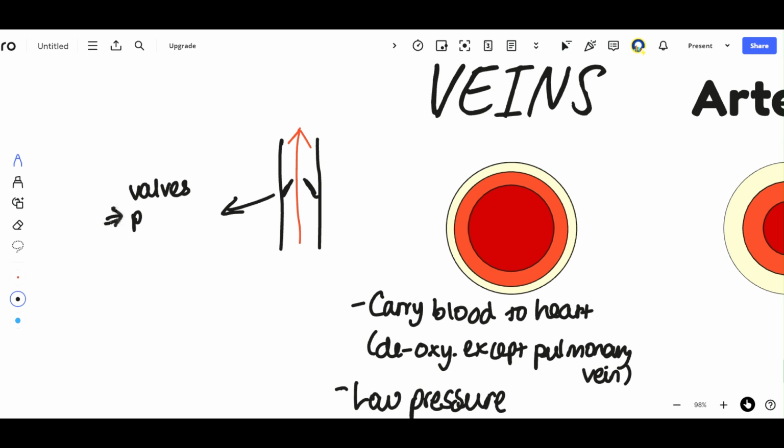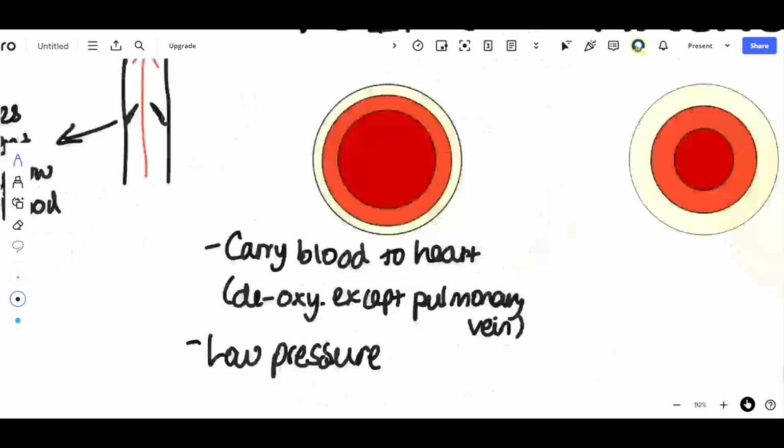Valves, which prevent backflow of blood. So they prevent blood from flowing backwards.